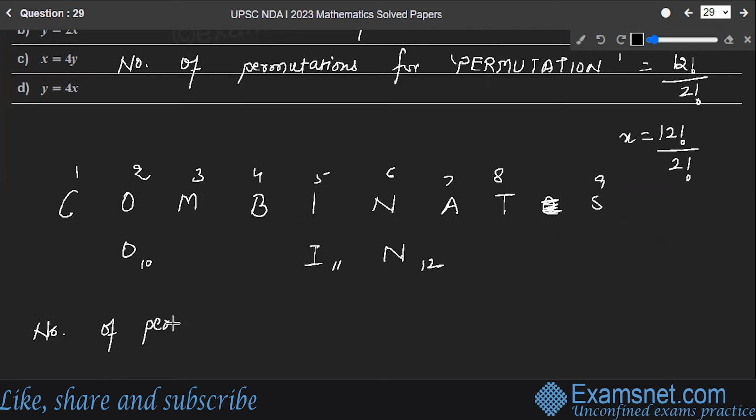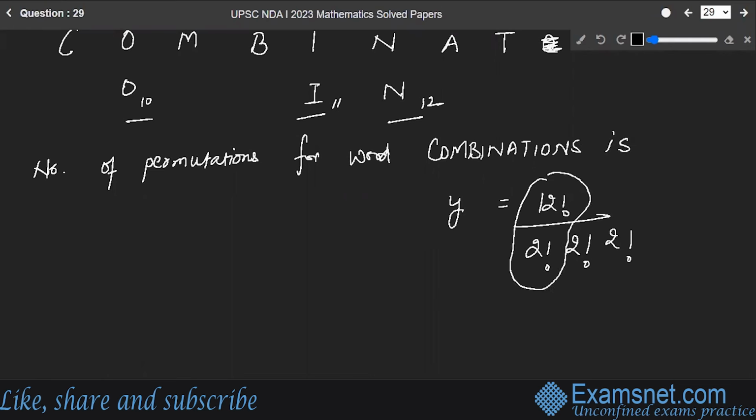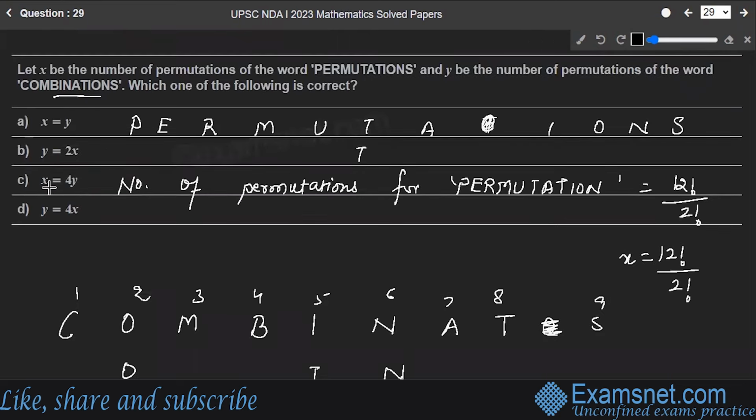Number of permutations for the word COMBINATIONS is 12 factorial upon 2 factorial into 2 factorial into 2 factorial, because these 3 alphabets were repeating themselves. This is equal to Y. 12 factorial upon 2 factorial is equal to X. You know this. So Y is equal to X upon 4, or X is equal to 4Y. This is the correct one. X is equal to 4Y.